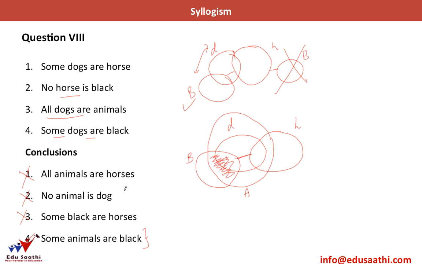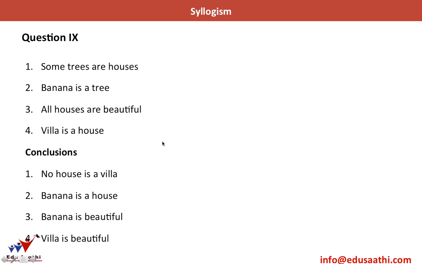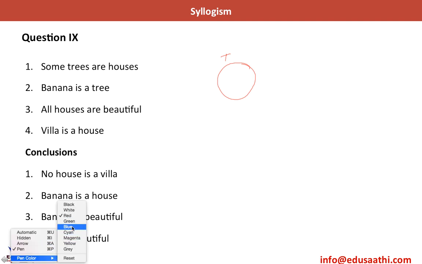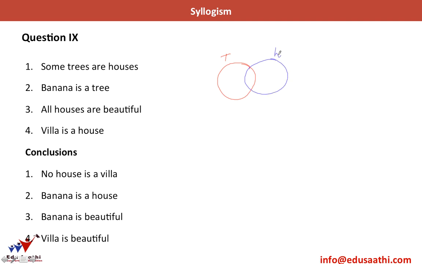Let's move on to the last question for the day. Some trees are houses. So let me draw a tree here. I'll use another color for houses. So, and I have houses here. Banana is a tree. It means that banana lies inside this tree. So this is banana. Now I have not made any intersection with houses here.